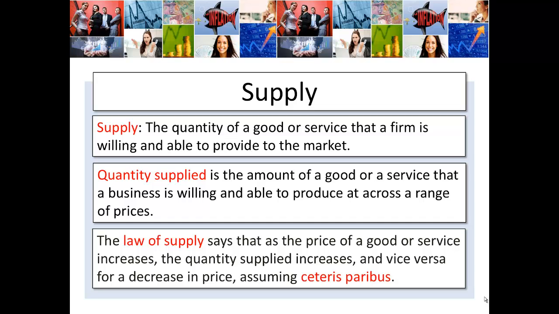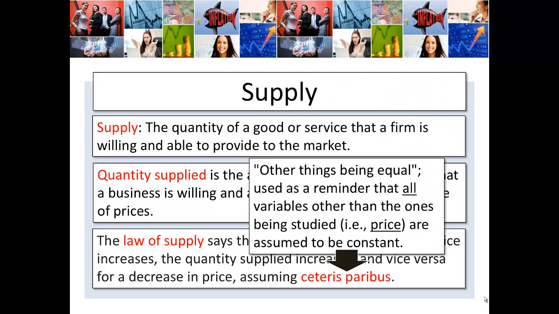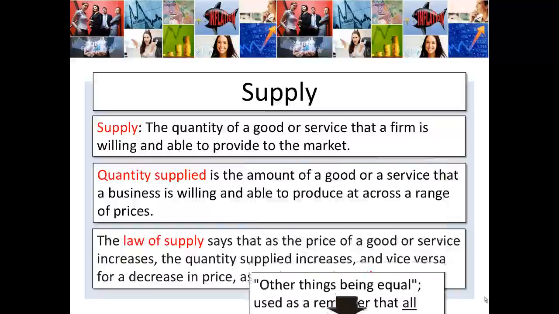The law of supply is like the law of demand turned on its head. It's kind of the opposite. The law of supply says that as the price of a good or service increases, the quantity supplied increases, and vice versa for a decrease in price. Again, assuming ceteris paribus, all other variables or factors remaining equal. So it's price. We're just looking at changes in price and how that affects supply.